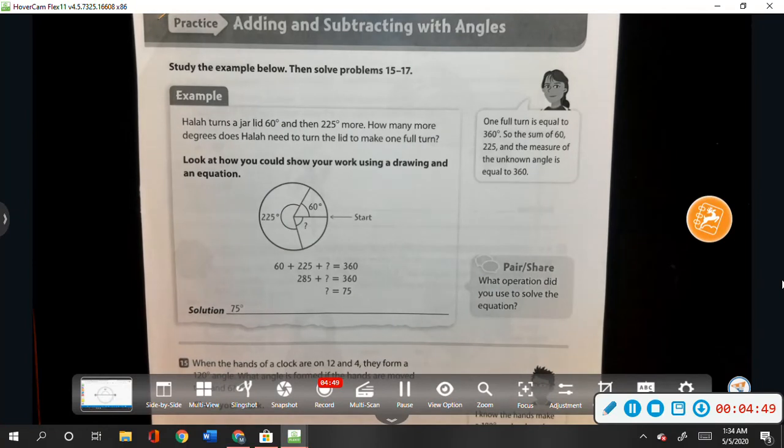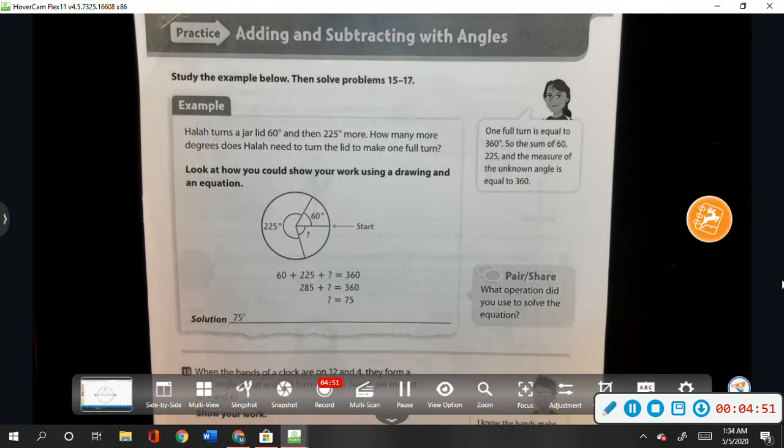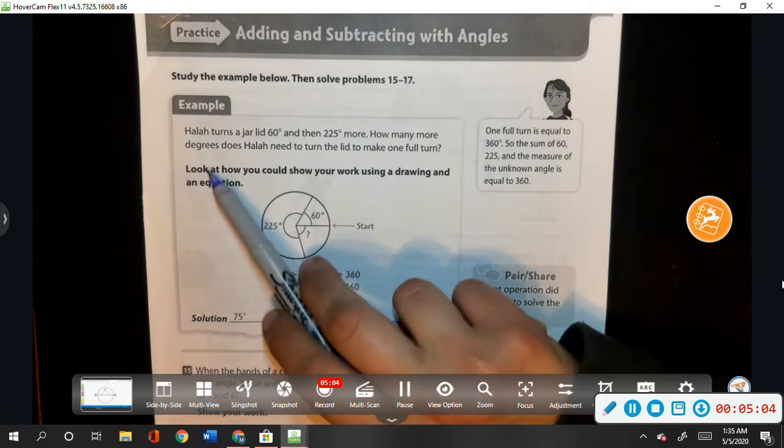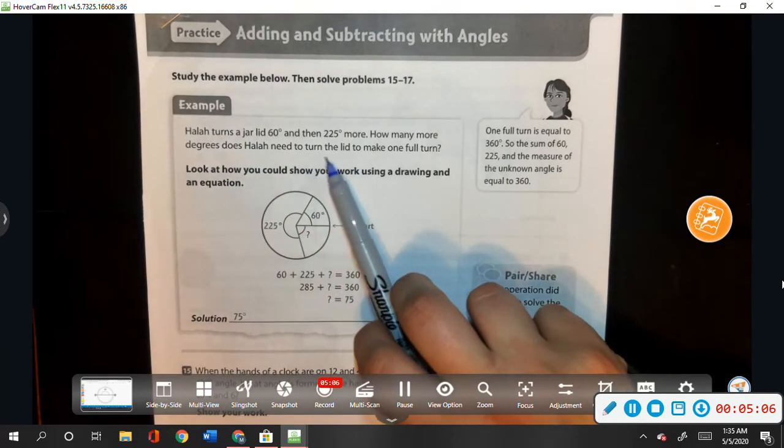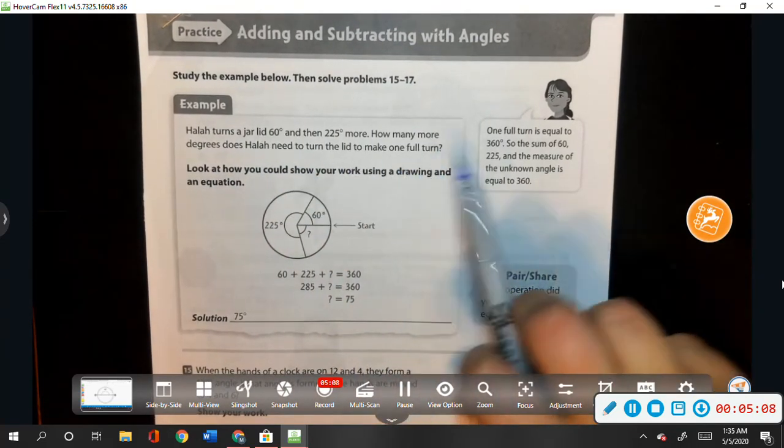Practicing adding and subtracting angles. Let's look at the example. Hannah turns a jar lid 60 degrees and then 225 degrees more. How many more degrees does Hannah need to turn the lid to make one full turn?